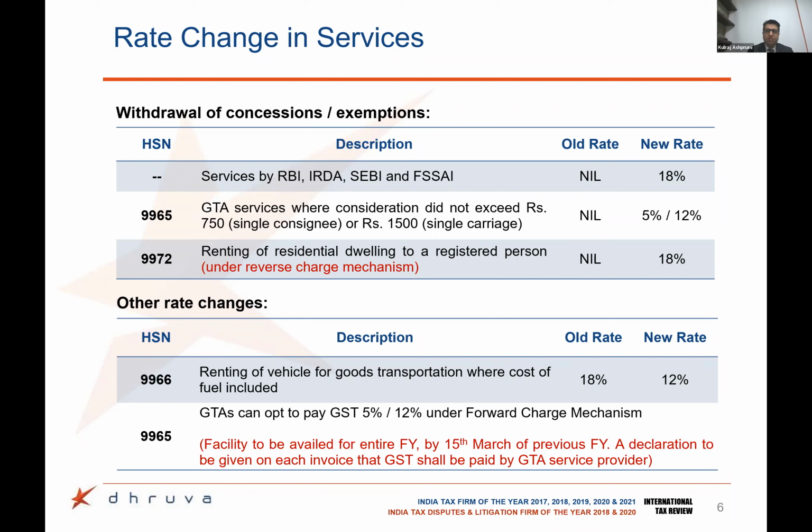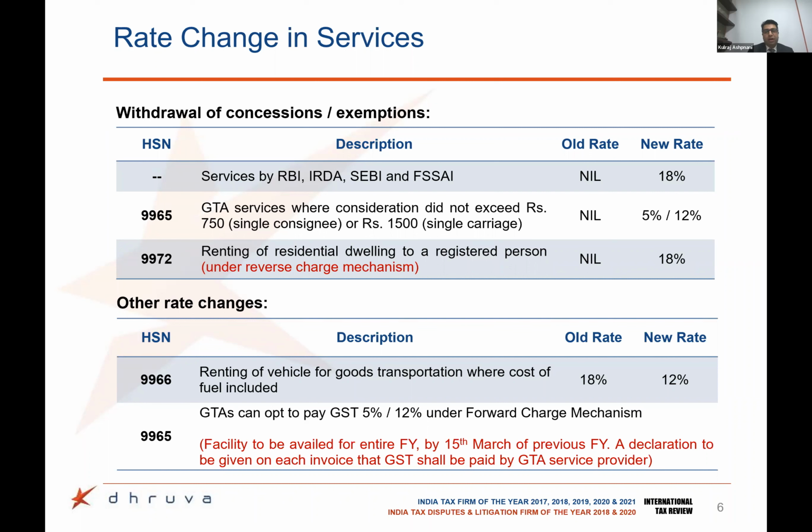A significant amount of change has been done on the GTA services. While we'll discuss the change in taxability, as we discussed, there were consignments which did not carry a value of more than 750 rupees, or carriages up to 1,500 rupees in value. Those have now been made taxable. Those were exempt, and they were exempt historically in the service tax regime as well.